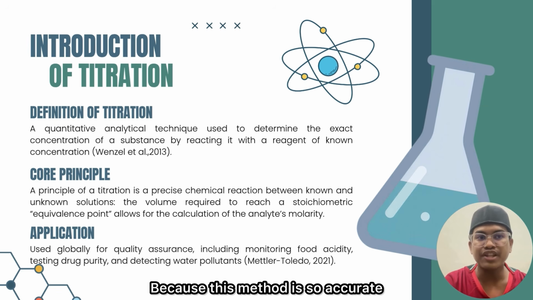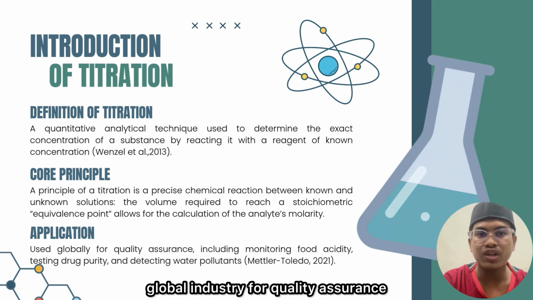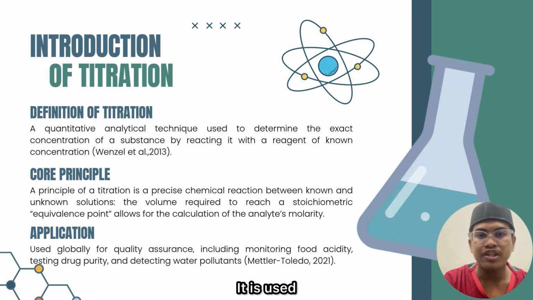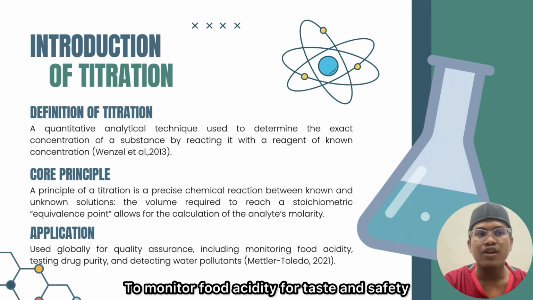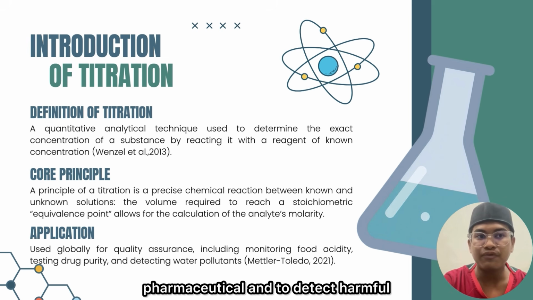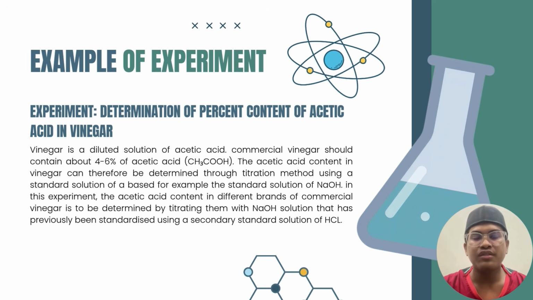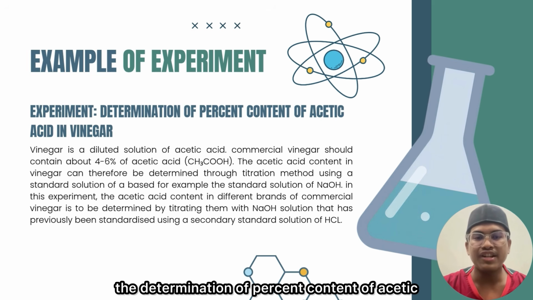Because this method is so accurate, it has vital real-world applications across global industry for quality assurance. For example, it is used to monitor food acidity for taste and safety, to test drug purity in pharmaceuticals, and to detect harmful pollutants in our water system. Let's look at a practical example of how this works in a laboratory setting with our experiment, the determination of percent content of acetic acid in vinegar.